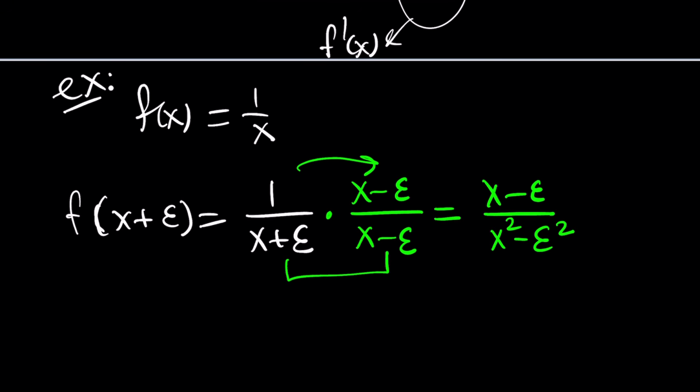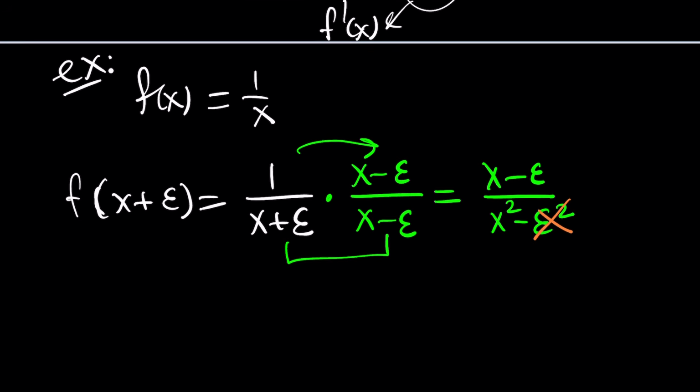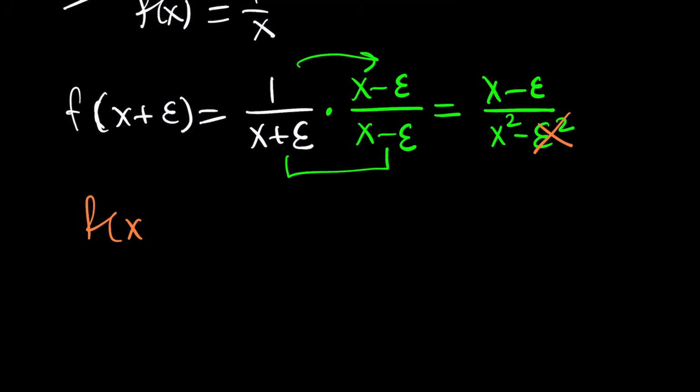Uh-oh, our good old friend came up again. What is epsilon squared? If you can answer that question, you understand dual numbers. Are you ready? It is 0. Yay. So now f of x plus epsilon becomes x minus epsilon divided by x squared.